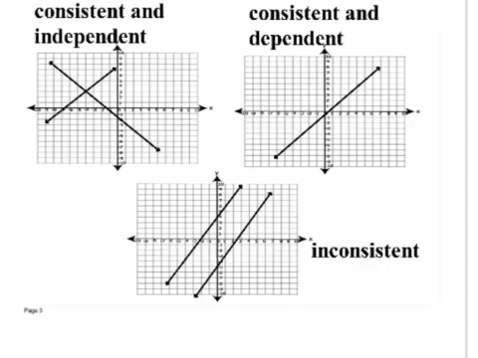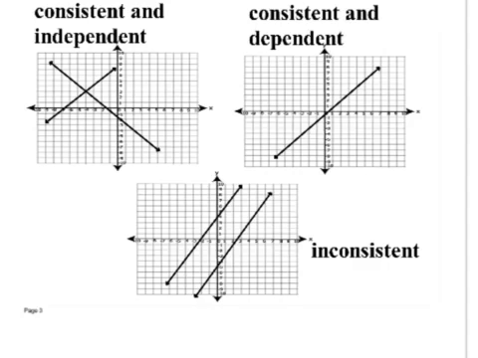If the two graphs are the same line, they're consistent because they have at least one point. They're dependent because they have an infinite number of solutions. They're the same line. Inconsistent, they do not cross, because they have no solution. So it's not consistent.